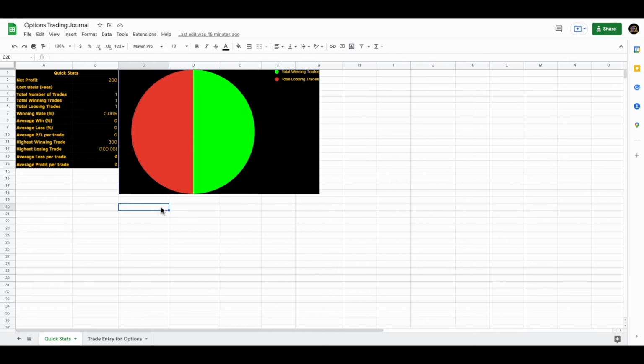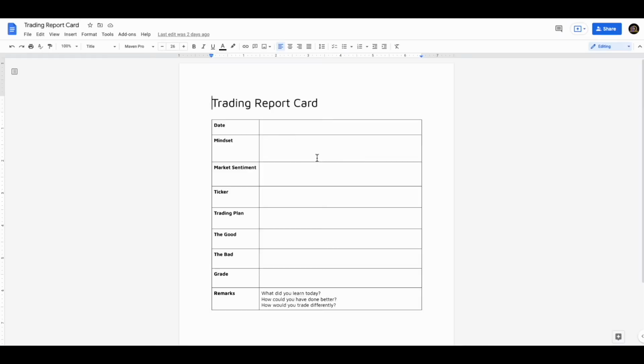And remember I said I had a bonus, right? So I'll show you the bonus. The bonus is a trading report card. You fill this out every day. You put in the date, your mindset, the market sentiment.